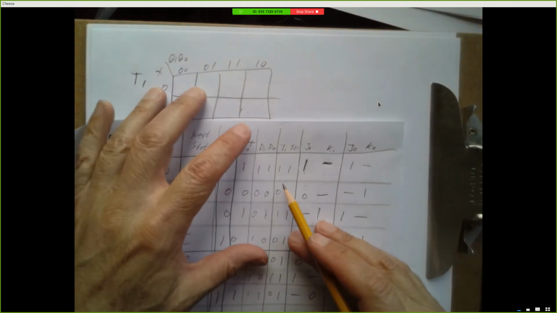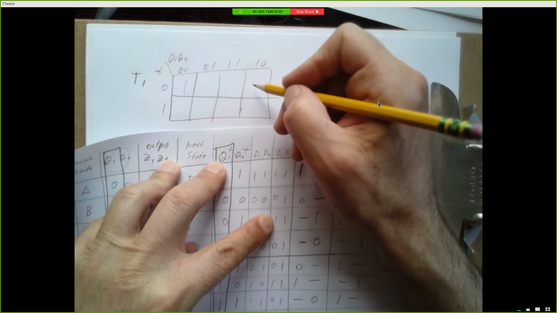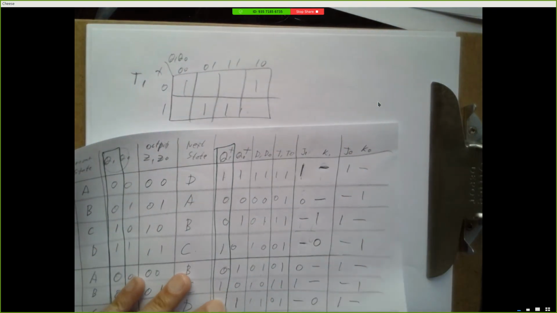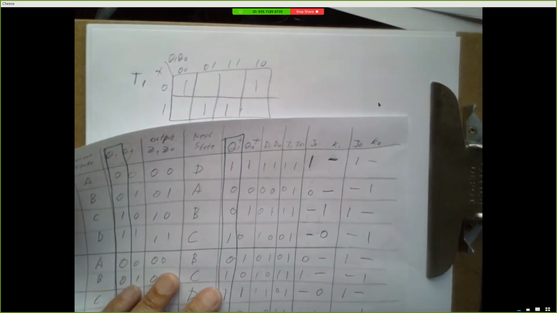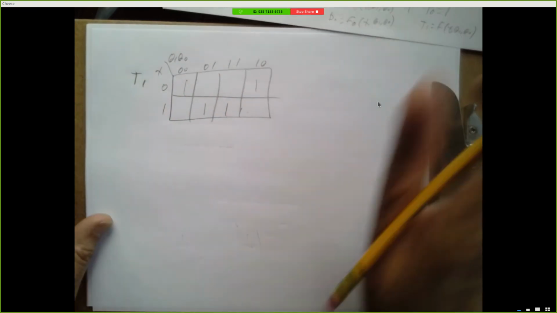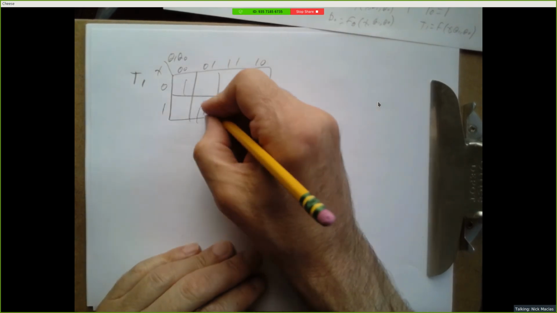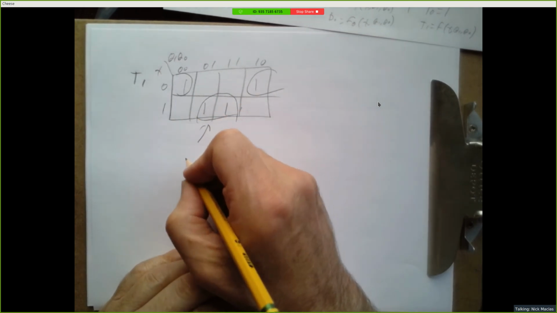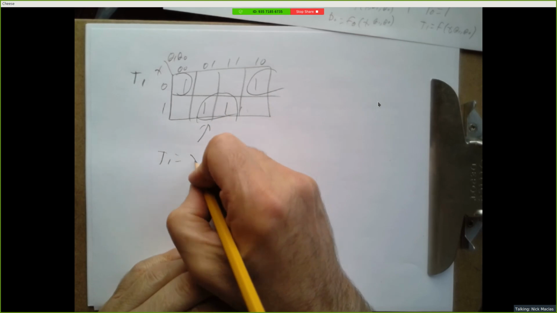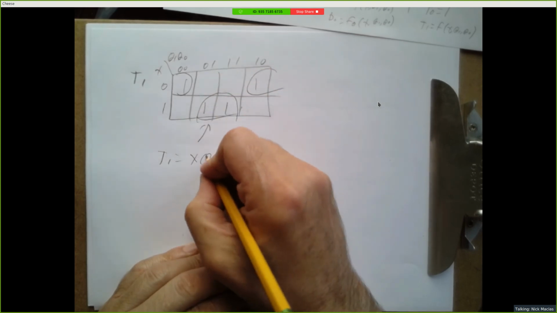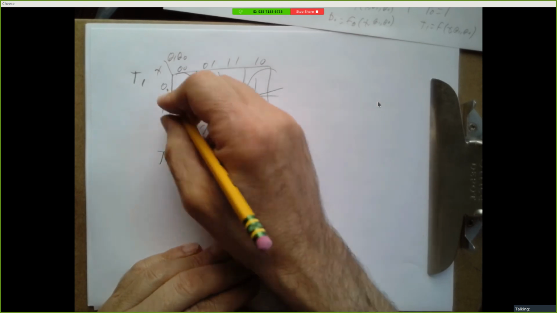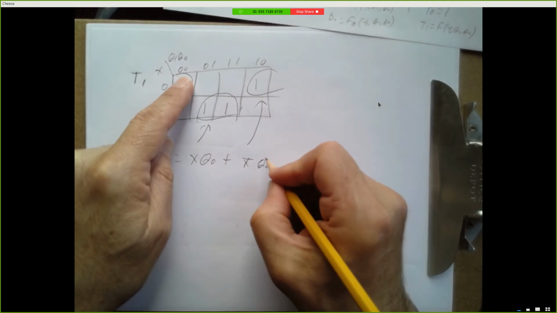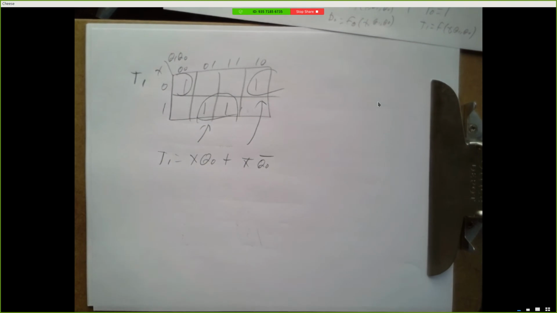Okay, so T1, let's fill this in. So 1, 0, 1, 0. 0, 1, 0, 1. And I'm using my pattern that I know because I've written these before, okay? But do whatever you have to do to fill these in. This has a nice cover. So this is X ANDed with Q0. And this is X bar ANDed with Q1 doesn't matter, but Q0 is a 0. So X Q0 or X bar Q0 bar.